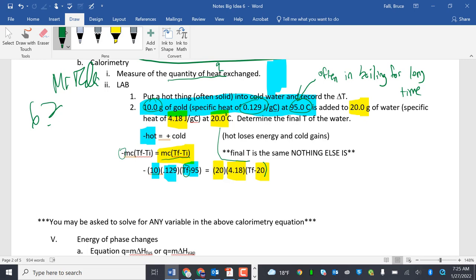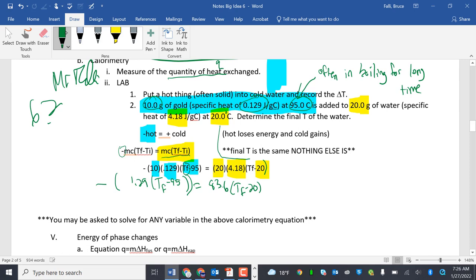So now what I'm going to do is distribute. I'm going to leave my negative sign hanging out here. The mathematicians in the world probably hate this. So 10 times 0.129. I'm using a terrible calculator. So I have 1.29 times T sub F minus 95, equals 20 times 4.18 equals 83.6 times T sub F minus 20. I'm very careful when I have to distribute stuff. There's my negative sign on here. So I'm going to now distribute 1.29 T sub F minus 1.29 times negative 95.